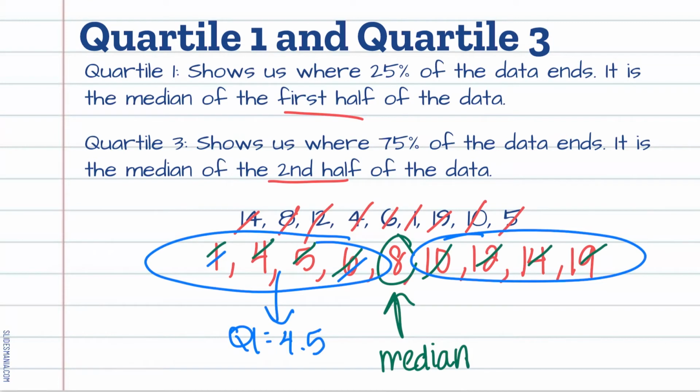Now I'll use the same strategy for my upper half. I'll cross off 10 and 19, and then I get to 12 and 14. There is not a number in between 12 and 14 in the data set, so I need to think numerically. And I know that between 12 and 14, that middle value is 13. So the value for my third quartile would be 13.